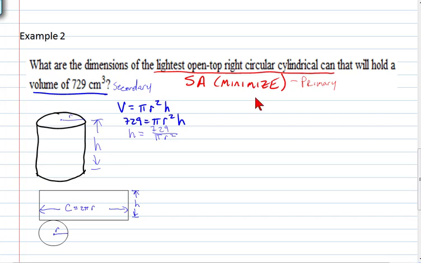So the surface area is what we want to minimize. So we're going to say that the surface area is equal to the area of the rectangle, which is length times width, plus the area of one of the circles. Remember, it was an open-top can, so we only have one circle here for the base. And the area of that is pi r squared. So far, so good? Guess what my variable is going to be in this equation?